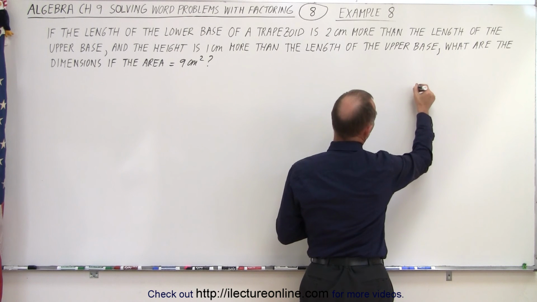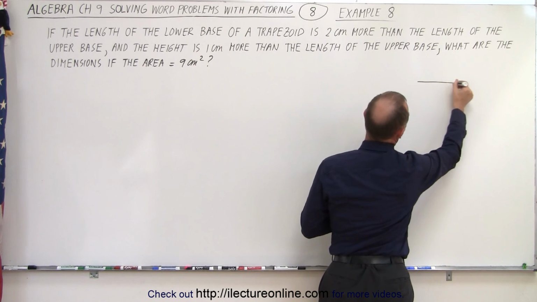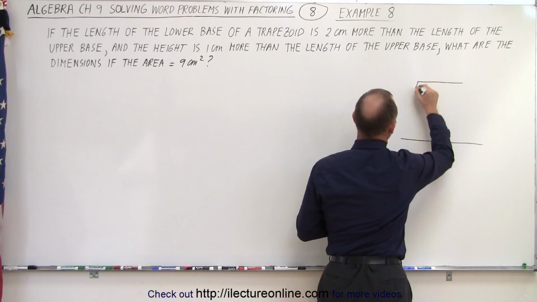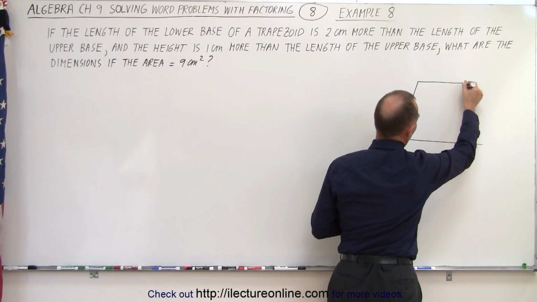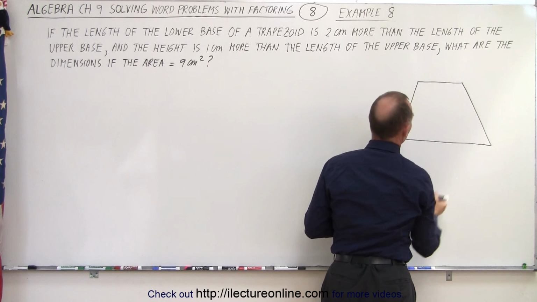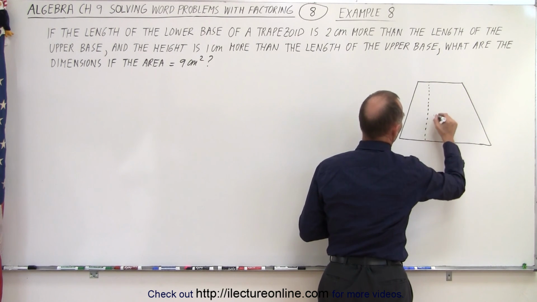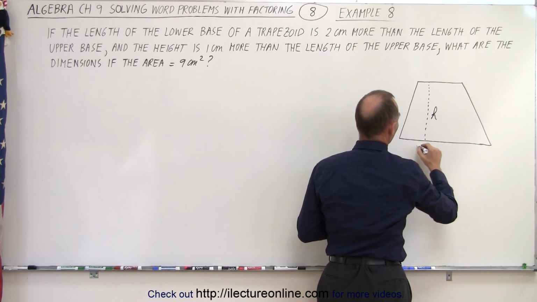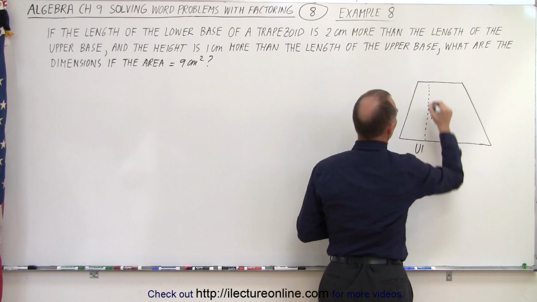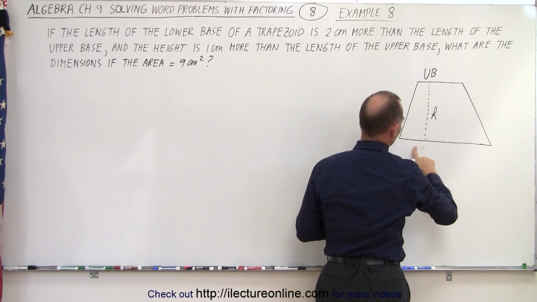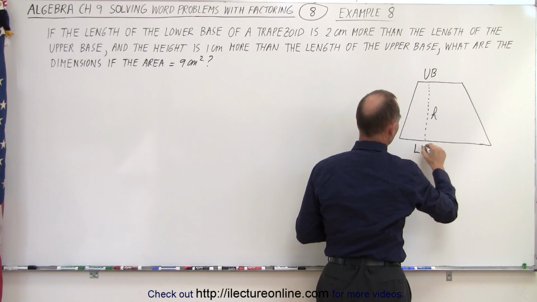So let's draw one where we have an upper base like this and a longer lower base. We're not quite sure what it looks like, but it doesn't really matter. And of course, then we do have the height. So let's indicate the height. This is the upper base, UB, and let's call this the lower base, LB.